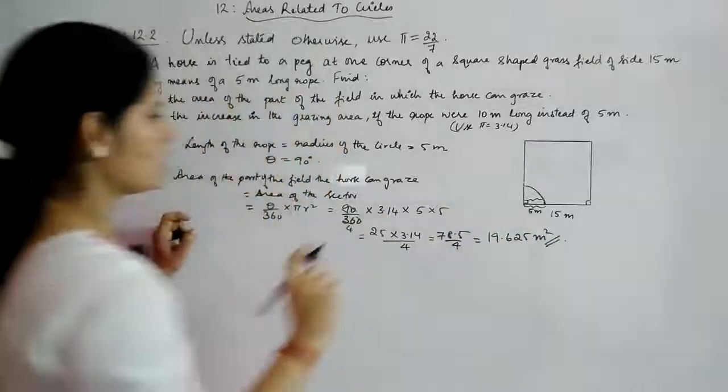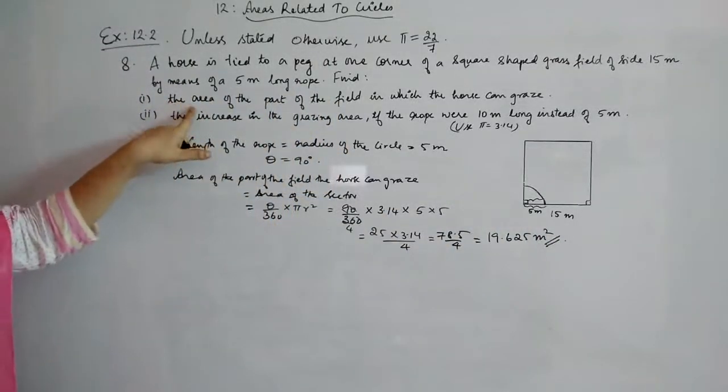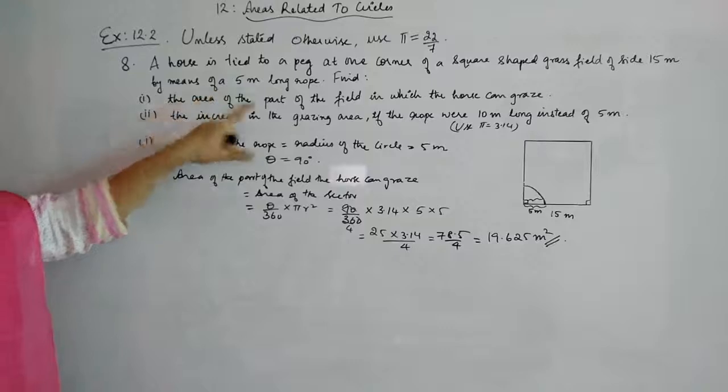Meter square is the unit. So this is the area of the part for the first case that the horse can graze.